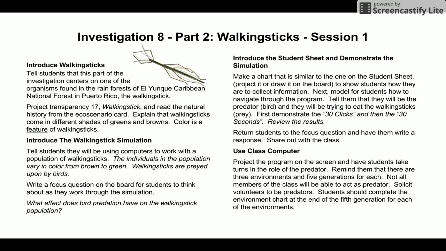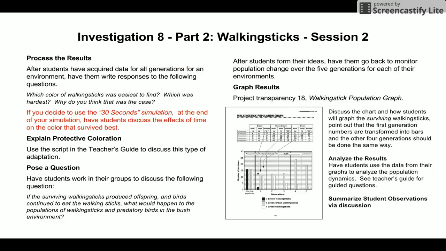So I found in the past that it is easier to just do it as a whole class and have students collect information at the end of the 5th generation for each of the environments. After students have acquired data for all the generations of the environments, have them respond to the following questions. If you decide to use the 30-second simulation at the end of your simulation, have students discuss the effects of time on the color that best survived.